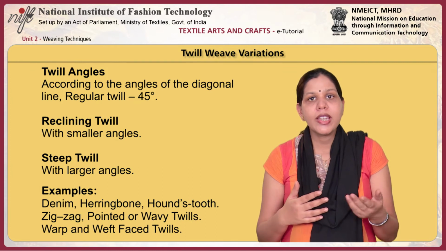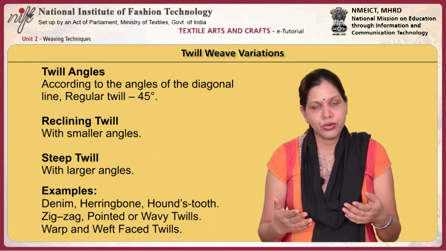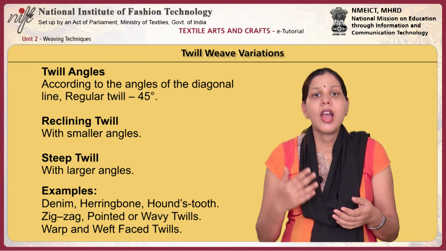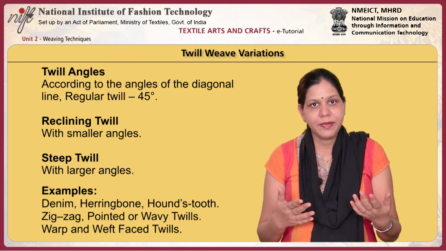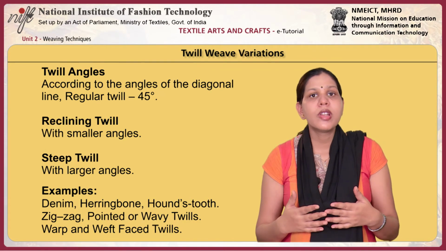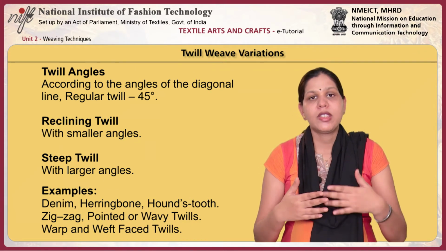Examples of this twill are denim, herringbone and houndstooth. Other twills are zigzag, pointed or wavy twills. Twills are also described as warp and weft faced twills.